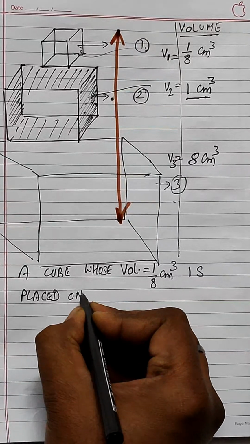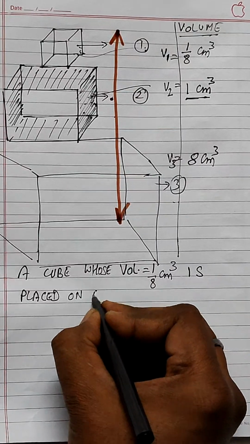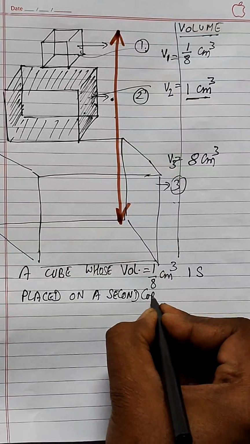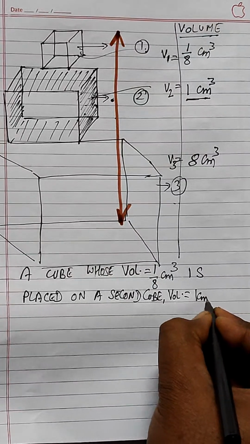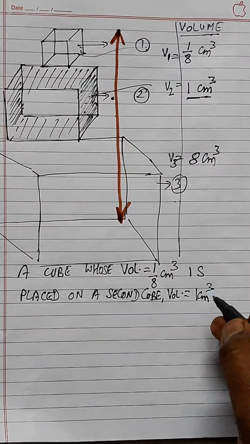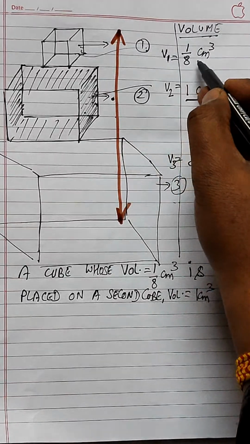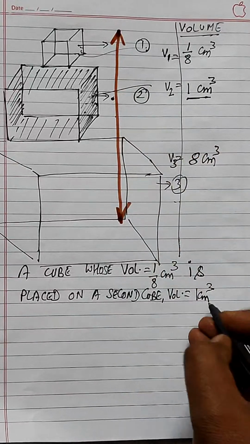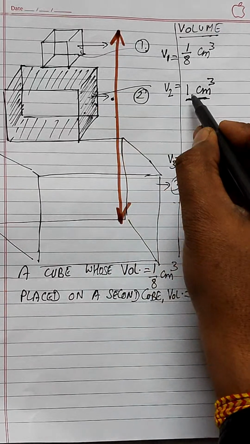Is placed on a second cube with volume 1 centimeter cube, right? I am writing this. So one cube, this is the first cube whose volume is 1 by 8, and the second cube whose volume is 1 centimeter cube. You can see here, this one. This is the shaded cube, right?